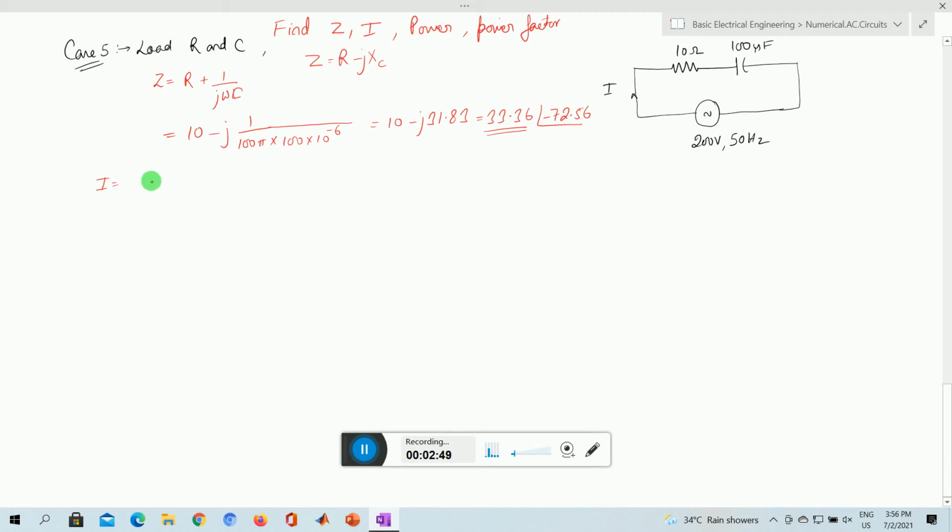Now the current will be equal to V by Z. That is 200 divided by 33.36 angle minus 72.56, and that gives us the current as 5.99 angle 72.56. This shows that the current is leading because it is a positive angle. The voltage is at 0 and the current is leading.